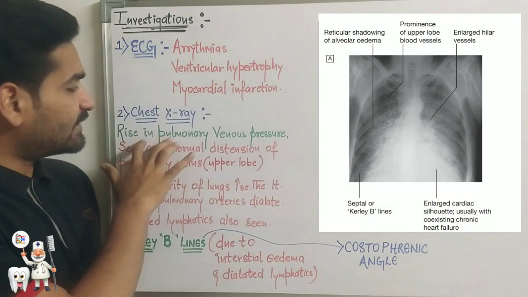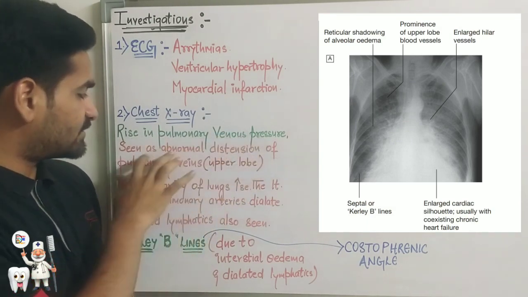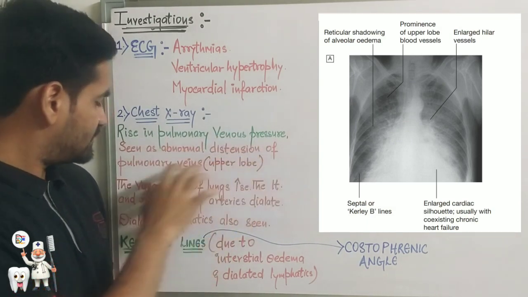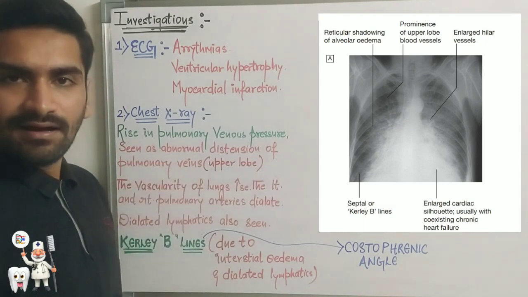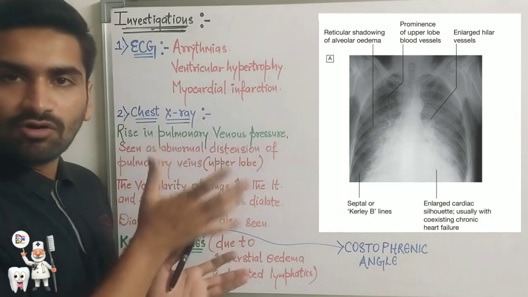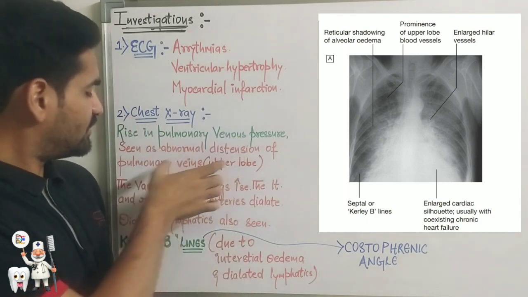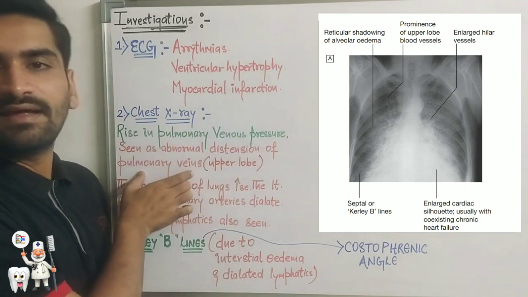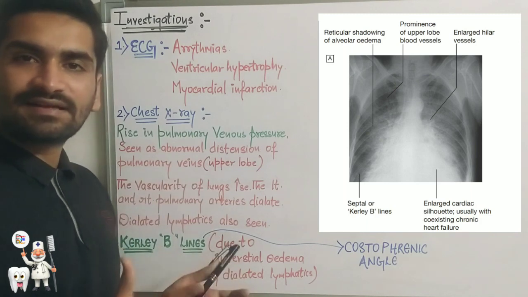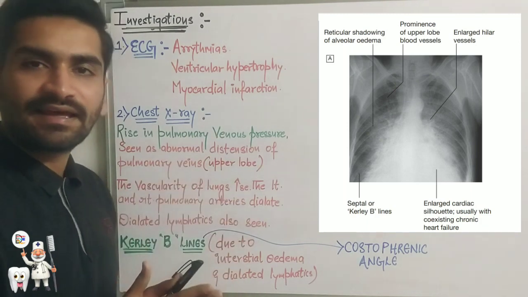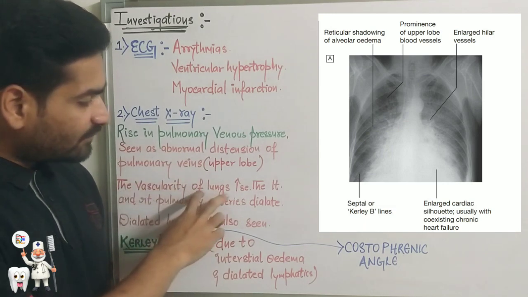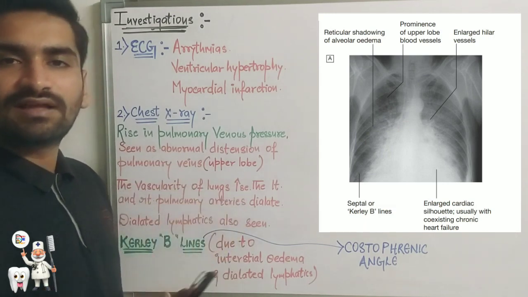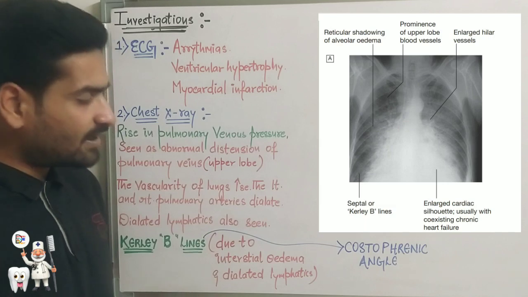In the same way, rise in the pulmonary venous pressure is seen as abnormal distension of pulmonary veins in the upper lobe of the lung. Where will it be seen? In the upper lobe of the lung you will see abnormal distension of pulmonary veins. The pulmonary veins will appear abnormally distended in the upper lobe. Along with that, the vascularity of the lungs increases.